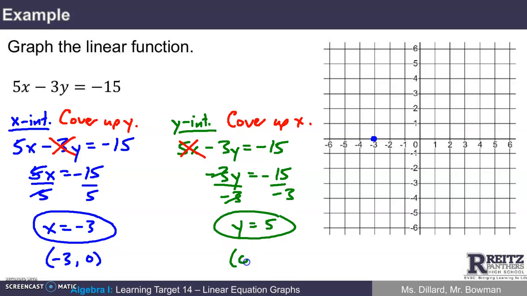Or I get the ordered pair (0, 5). 0 because I let x be 0. So (0, 5) is the y-intercept.